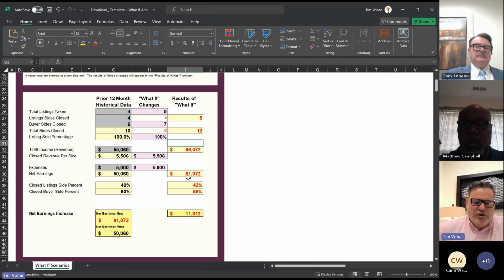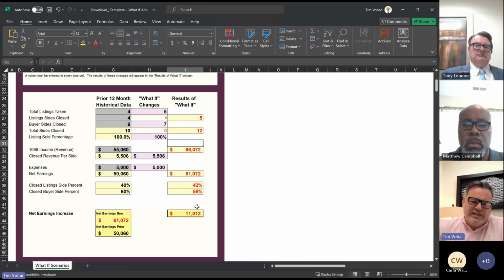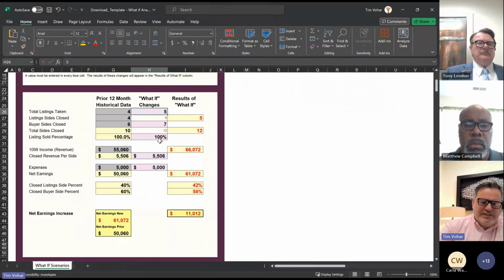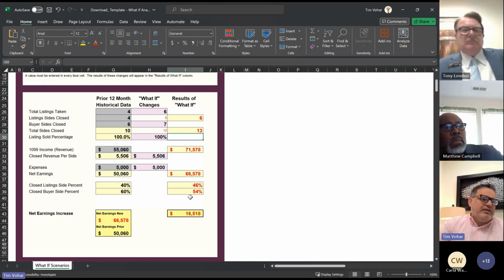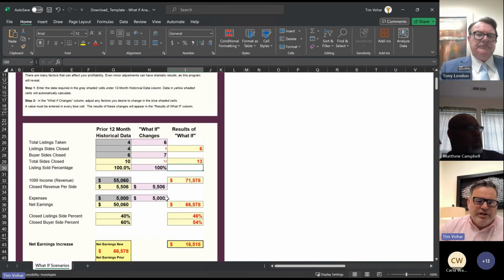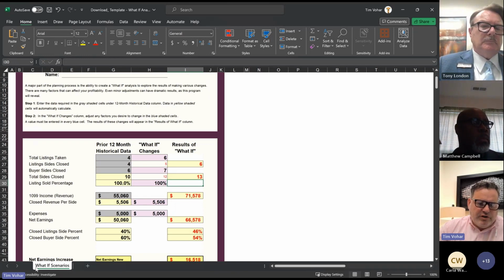She's going to increase her net earnings up to $61,000, which gives her an increase of $11,000 over what she netted the previous year. And that increased her listing share from 40 to 42, decreased the buyer side from 60 to 58. So if you wanted to say, well, I want to take 6 listings and still sell 100%, what's my number difference? There you go. It automatically changes the math for you. So this is called the what if scenario.